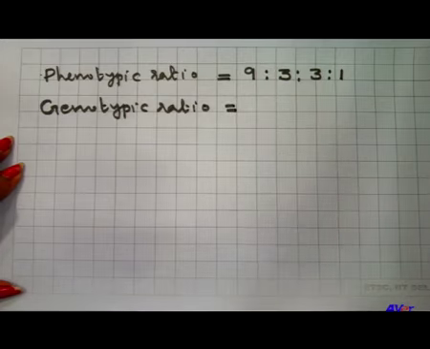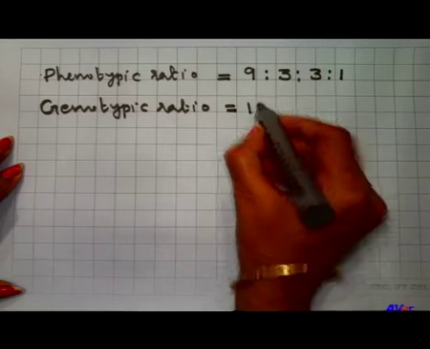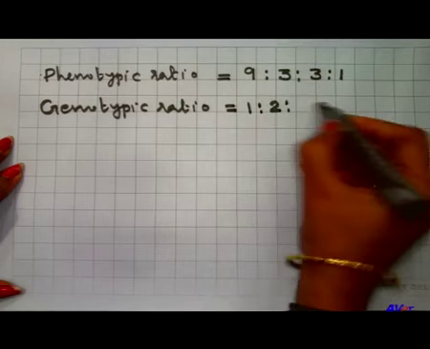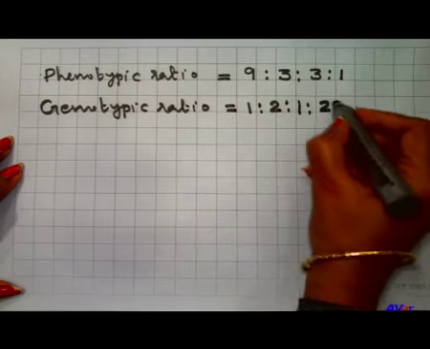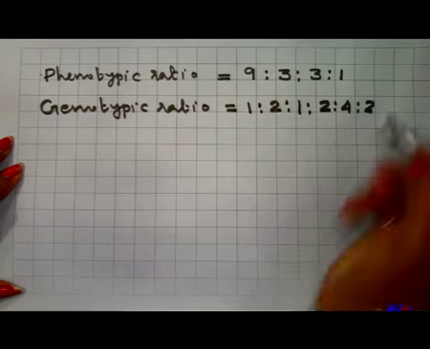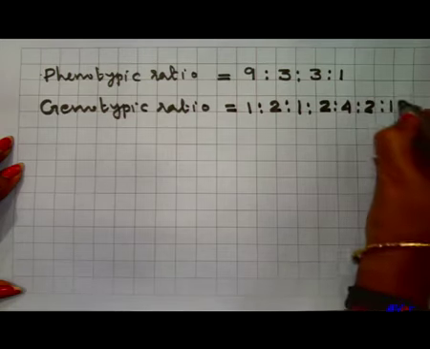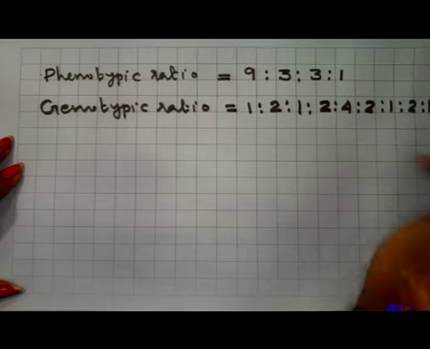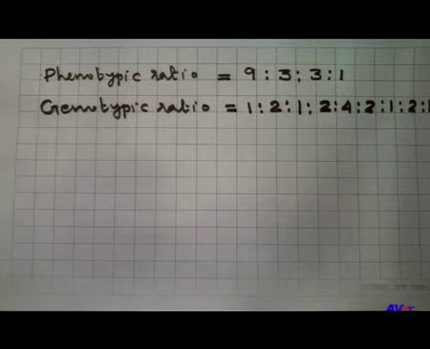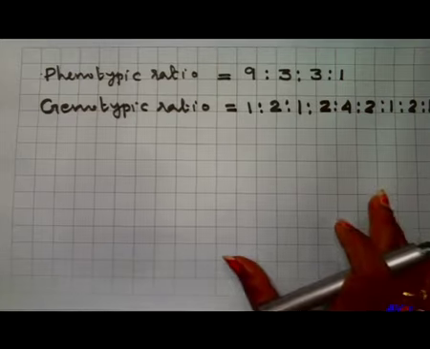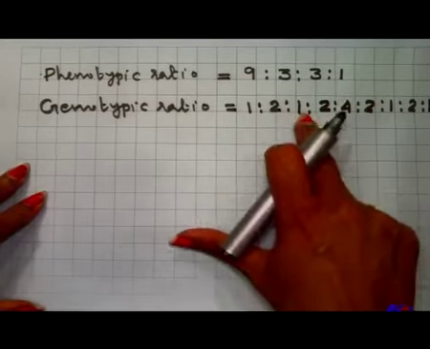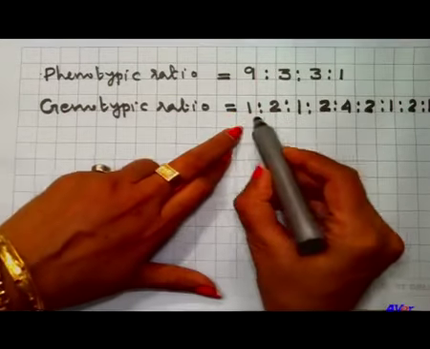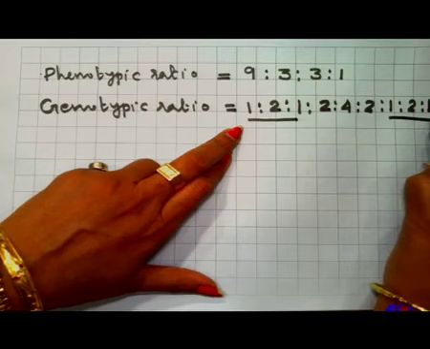The genotypic ratio is 1:2:1. Then it is double, that is 2:4:2, again half, 1:2:1. So, it is easy for you to memorize the phenotypic as well as genotypic ratio of a dihybrid cross. 1:2:1 on either side. You can see here on either side there is 1:2:1.